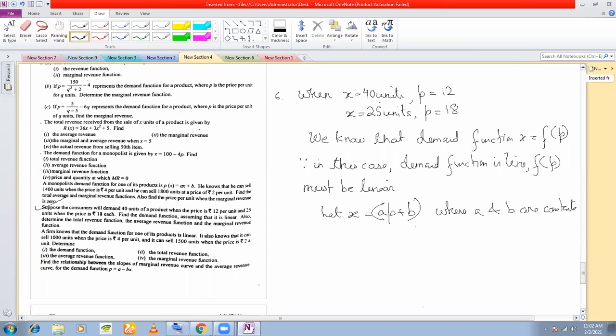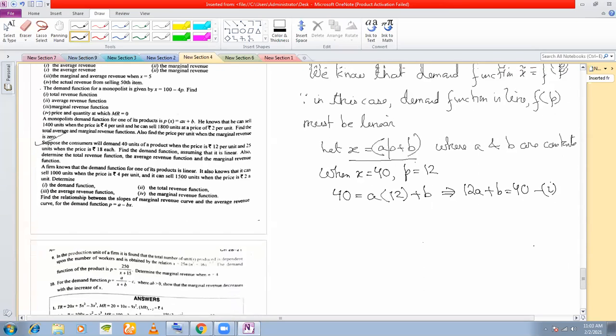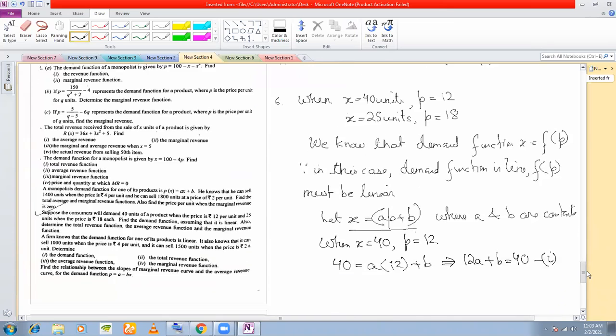Now see the first condition. When x is equal to 40, p is equal to 12, right? We want to find out the value of a and b. So put this here: x is equal to 40, a into 12 plus b. That means you get 12a plus b is equal to 40. This is our first equation. Next, what is the next condition? When x is equal to 25, p is equal to 18.